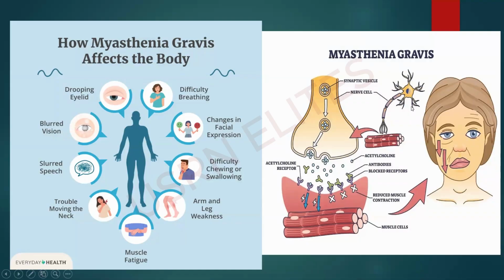Now look at what is happening here on your right hand side. We are saying it's an autoimmune disorder that causes the destruction of what? Acetylcholine receptors at the neuromuscular junction. So let me pick up my pen and show you something here.